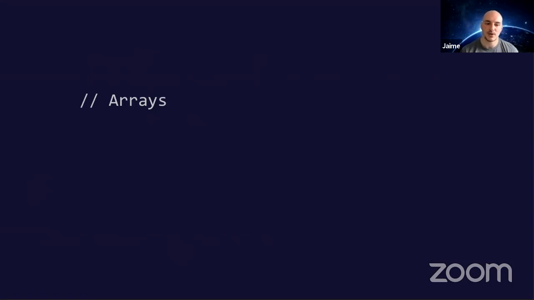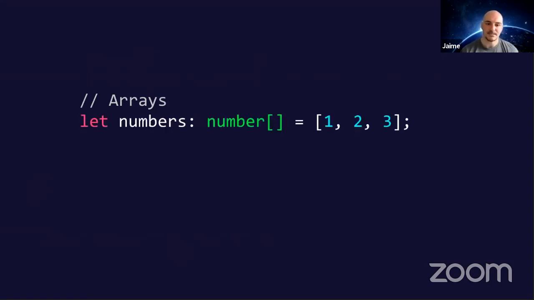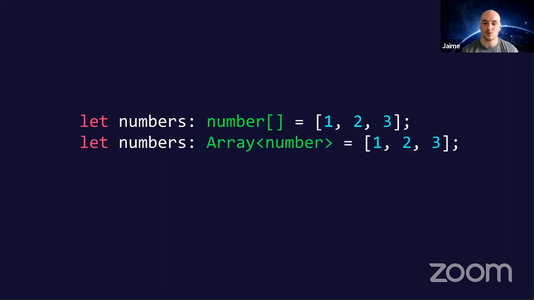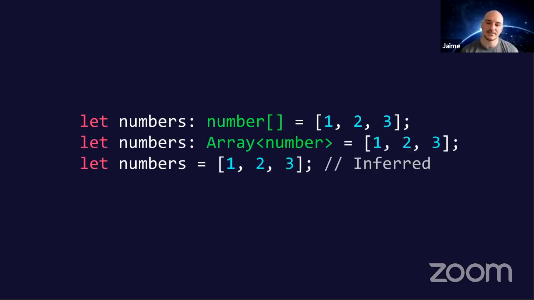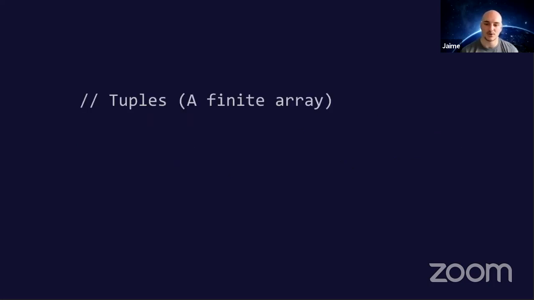Okay, so arrays. This is how it looks. This is how you type it. You use number and the square brackets, or this alternative, though the Google Style Guide only allows the first one. But this is inferred, so you don't need to type it. You just create it, and then it just works.